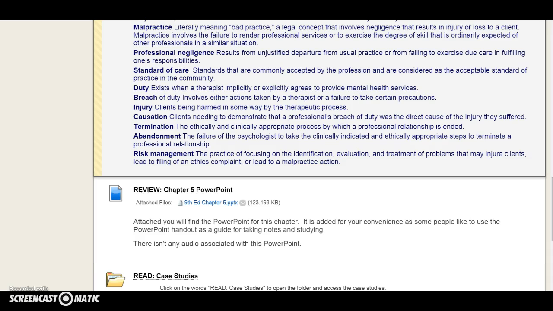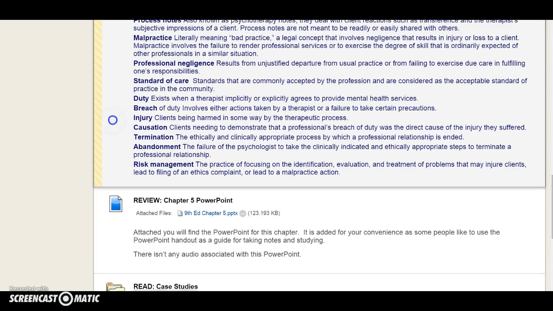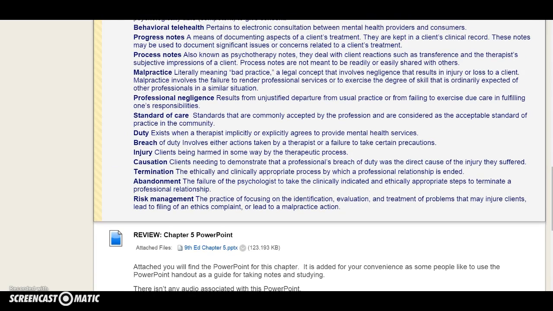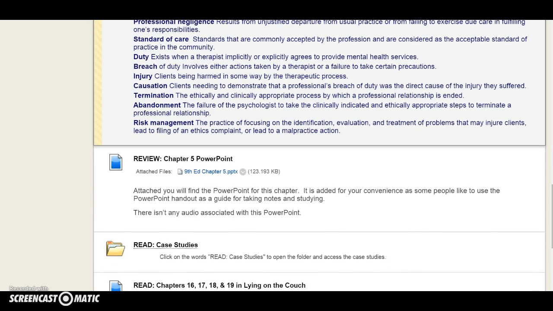Duty exists when a therapist implicitly or explicitly agrees to provide mental health services. Breach of duty, which we kind of discussed already: failure to take certain precautions. Breach of duty can open you up to malpractice and other issues as well with the law, and it could be detrimental to the client. That's number one.